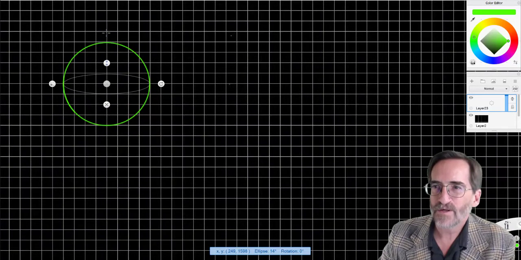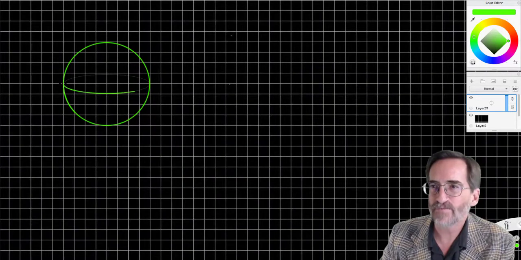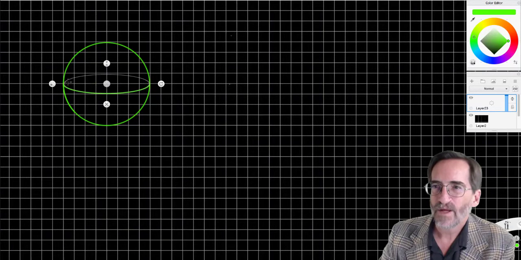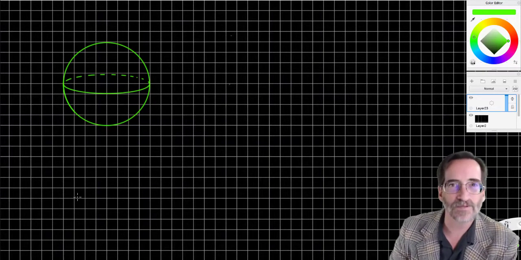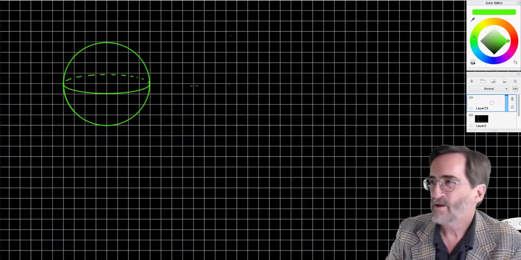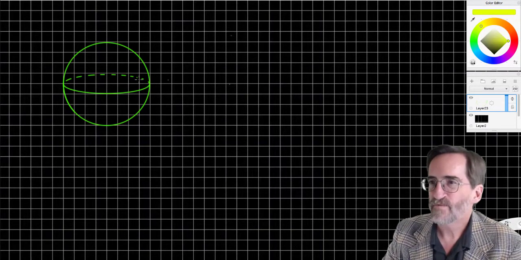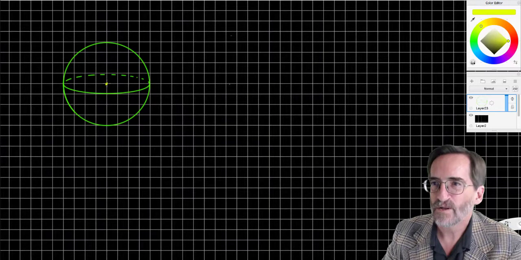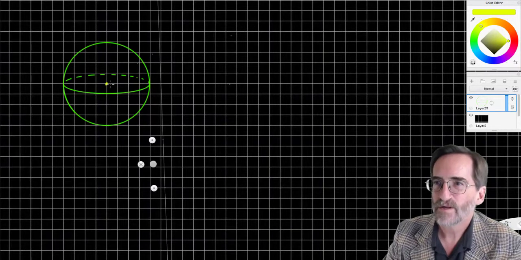And then draw an ellipse. What I do is I draw the bottom part of the ellipse solid and the top part of the ellipse dashed. That shows the hidden part of the equator, so to speak, of the circle, dividing it into two hemispheres. Okay? And if you want to be extra fancy, you can draw a line segment for the radius.